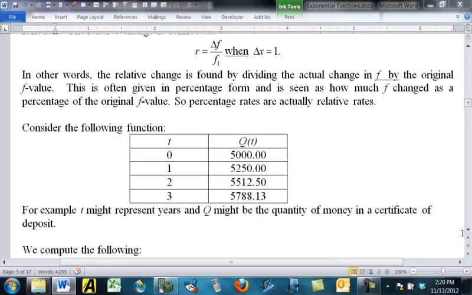Suppose we got a function here, t and q of t. I'll use q for quantity, t for time. And let's say this could be, for example, the amount of money in a certificate of deposit, a CD. And at time 0, we deposit $5,000. At 1 year later, the value of the CD is $5,250. 2 years after we deposited it, it's worth $5,512.50, and 3 years after deposit, it's worth $5,788.13. So, can we describe what's going on here?